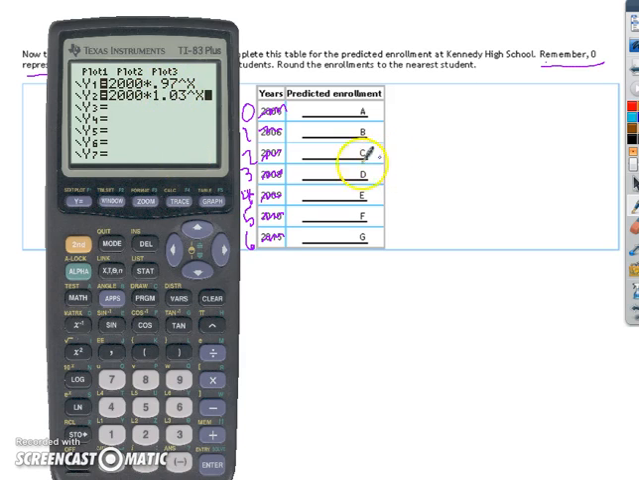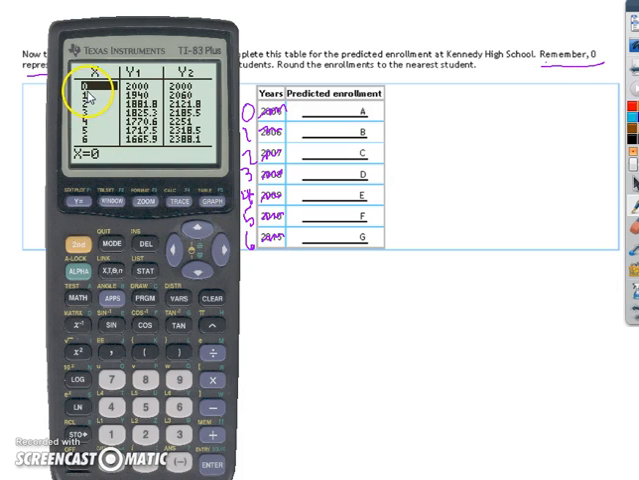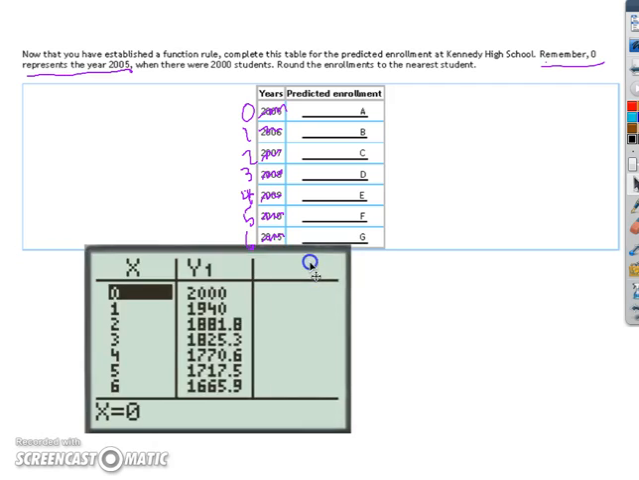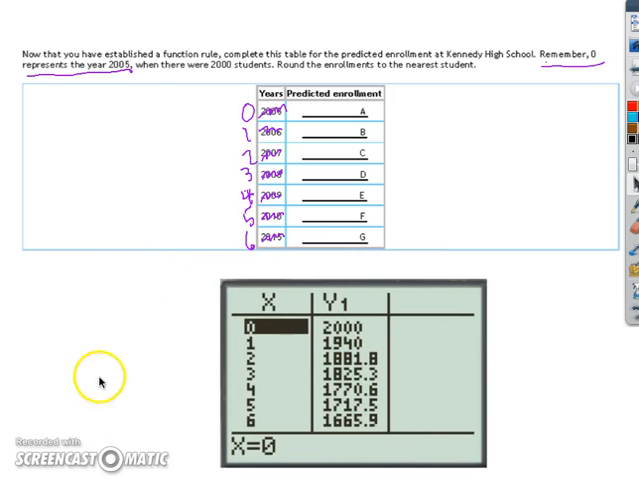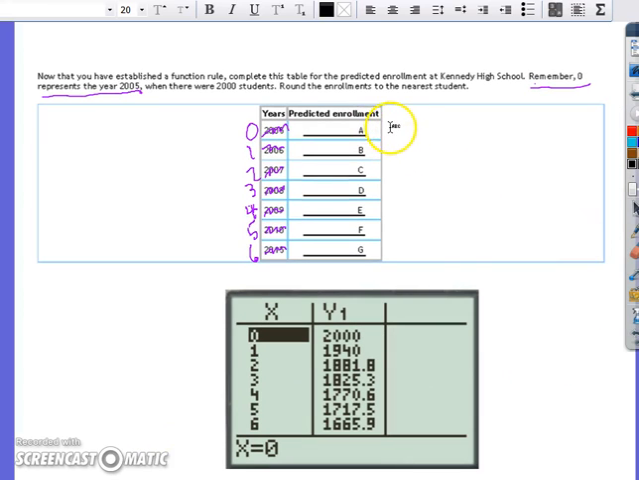And it wants me to finish this table, so I can go second and table. I wanted from year 0 up to year 6, and I want it for Kennedy High School, and that's the one that I've put in this table here. Okay, so the table looks like this. And I'm going up to year 6. The only thing that's tricky here is that it says round to the nearest student. So hopefully I can squeeze this in the right way.